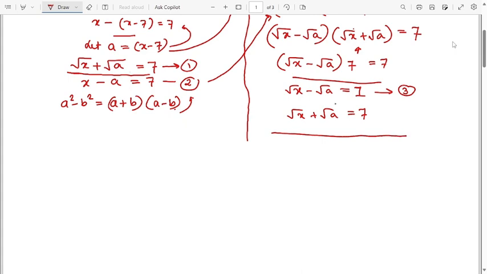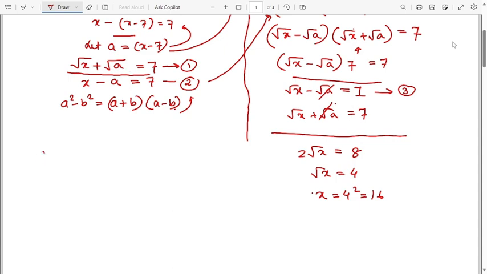So now we are going to solve by the elimination method. For that, we are adding these two equations. Then we are getting 2 square root of x is equal to 1 plus 7, which is equal to 8. So square root of x is equal to 4, and x is equal to 4 square, which is equal to 16. Okay, so we have done the problem.